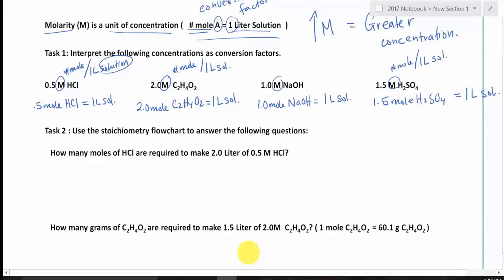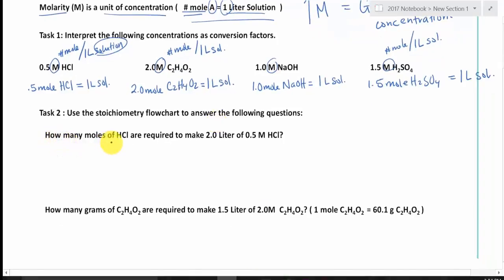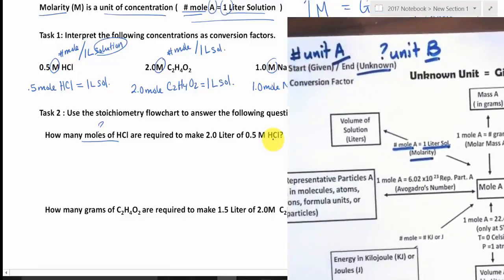Now let's learn how to apply this conversion factor of molarity in stoichiometry. How many moles of HCl, so asking how many moles, that would be our unknown, are required to make 2.0 liter of 0.5 molarity of HCl. Whoa, this is getting more interesting, isn't it? So if we look at our flow chart, this is our given, but then right here, this is where the puzzle is going to be.